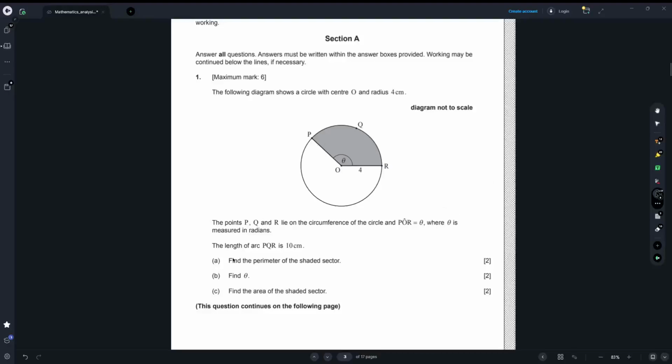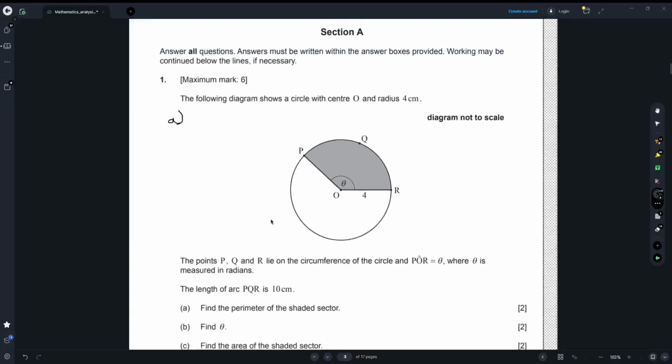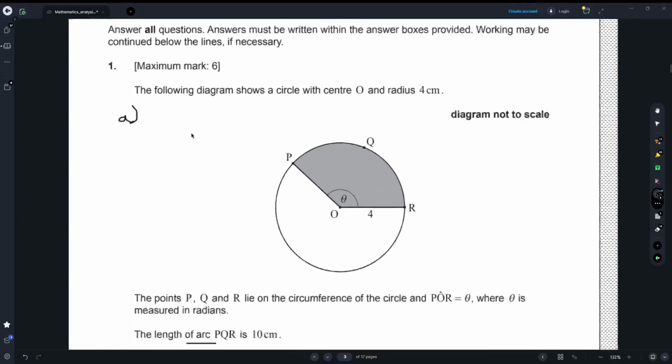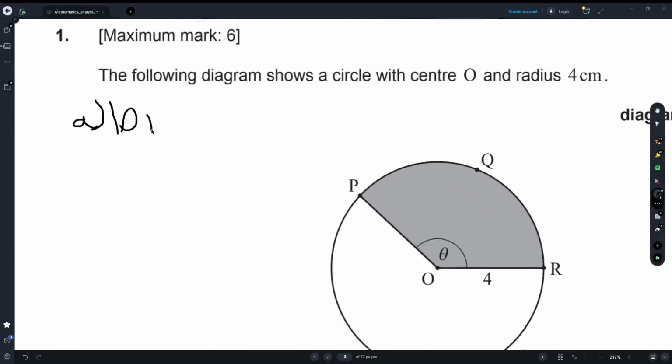Alright, so the first question I'm going to do here is this question. They want us to find the perimeter of the shaded sector, the angle theta, and the area of the shaded sector. To find the perimeter, they have given us the length of the arc PQR, and we know that the radius here is 4, so the perimeter will just be 10 plus 4 plus 4, which is the same as 18.